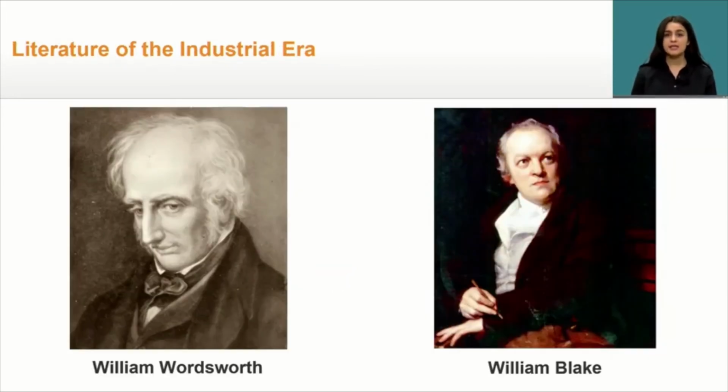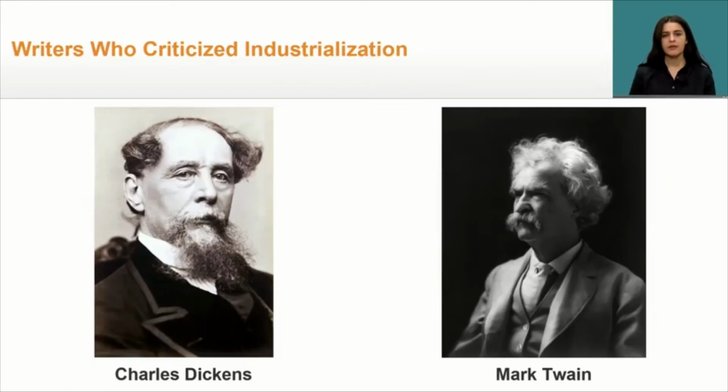The industrialization movement influenced the literature of the period as well. William Wordsworth was an English nature writer credited with launching the English Romantic movement. William Blake came to be regarded as the earliest and most original of the Romantic poets. Now, let's look at two other important authors of the industrial era.